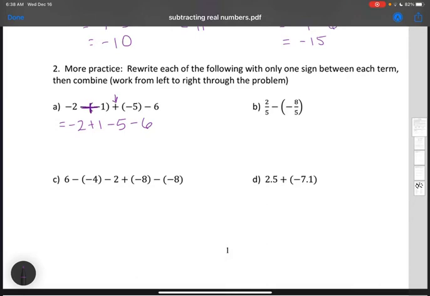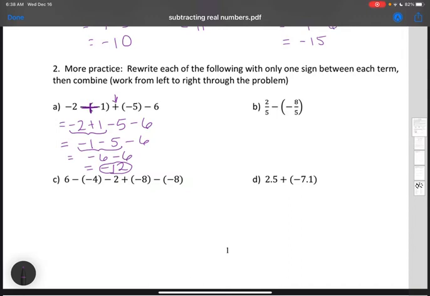Now, go left to right. Okay, we haven't quite done the order of operations yet. We're getting there. That will be section 2.6, I think. But whenever we have adding and subtracting, we just want to go left to right. Okay, so I'm going to kind of do this just so you can see what I'm working on. So negative 2 plus 1 will be a negative 1 minus 5 minus 6. And still going left to right. And negative 1 minus 5, that's a negative 6 minus 6. And negative 6 minus 6 is negative 12.